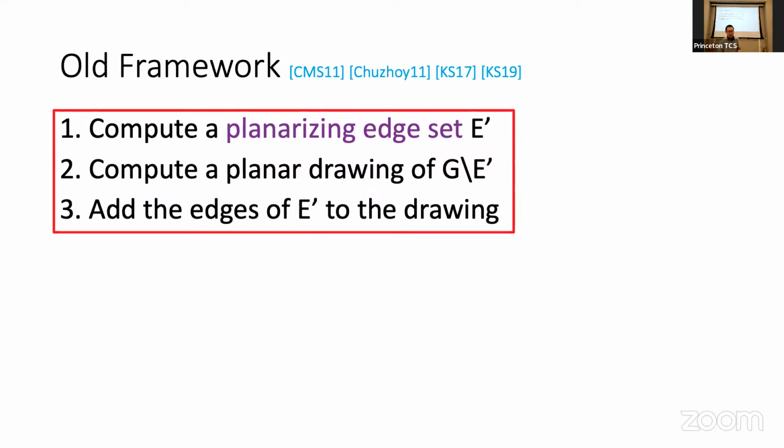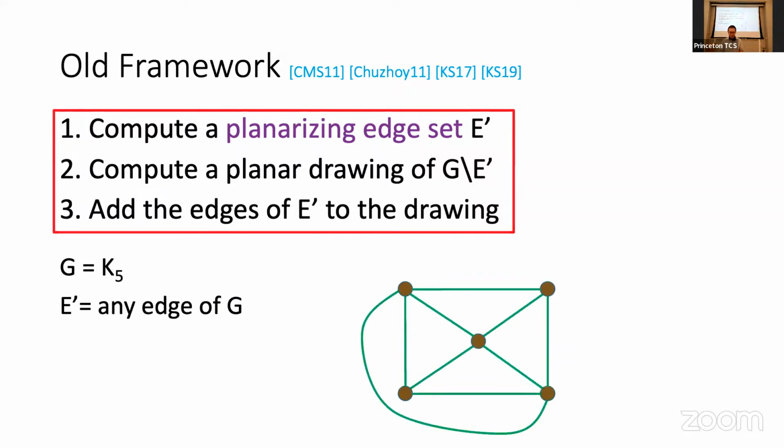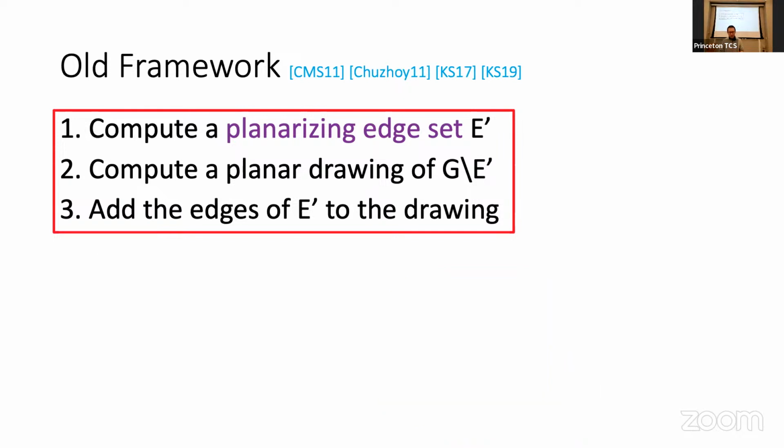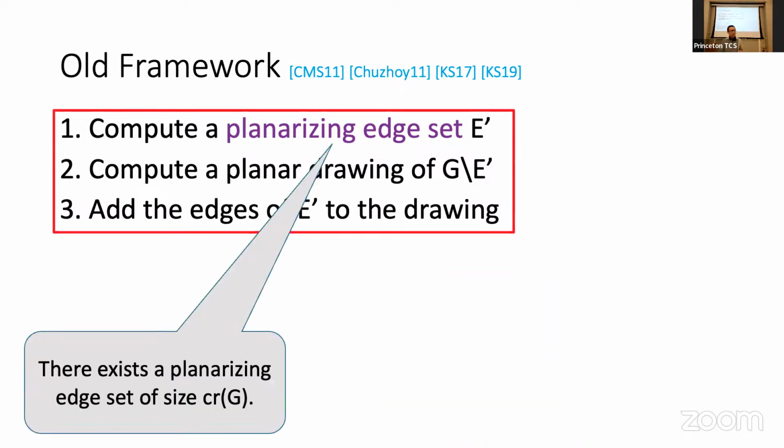Let's look at each of the steps in detail. A simple example of how this framework is done: if the graph is K5, we do know K5 is not a planar graph, right? But removing any edge leaves a planar subgraph. So this is a drawing of K5 minus 1 edge in the plane, and we add this missing edge back. This is how we implement this framework, just a very quick example. So how to turn it into an algorithm? Let's look at the first step first.